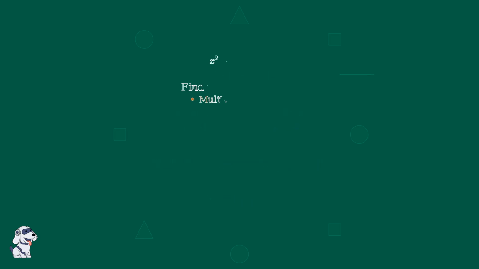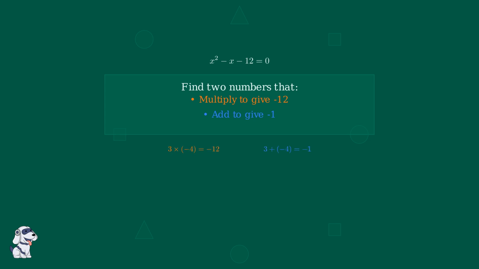Let's practice with another example to reinforce the steps. Consider the equation x squared minus x minus 12 equals 0. We need 2 numbers that multiply to negative 12 and add to negative 1.